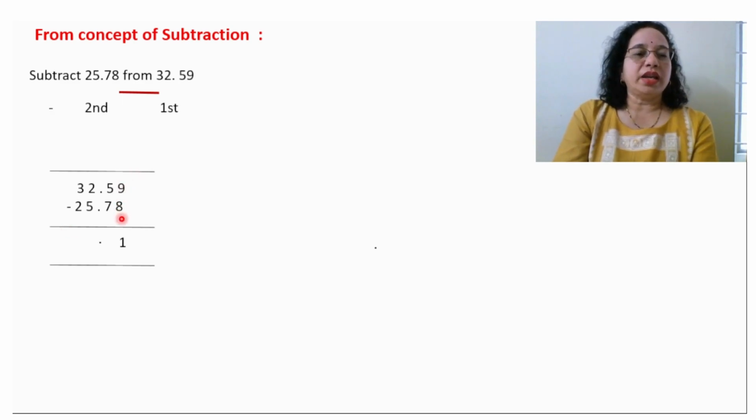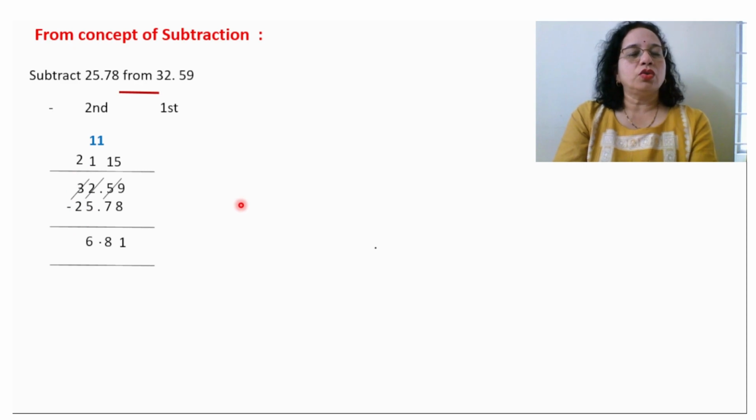So 9 minus 8 will give you 1. This 7 you cannot subtract from 5. So borrow from 2. So what is left over here? 1. And now this number will become 15. So 15 minus 7 will be 8. Now 5 we cannot subtract from 1, so borrow from 3. So this will become 2, and now this one will become 11. So 11 minus 5 will give you 6, and 2 minus 2 is 0. So no use of writing 0. If you are writing, then also it's correct. If you are not writing, then also it is correct.